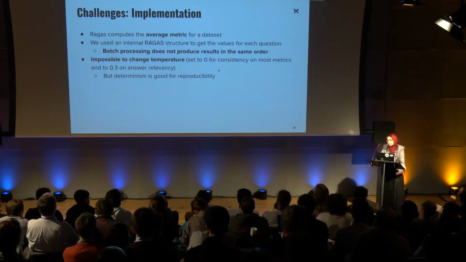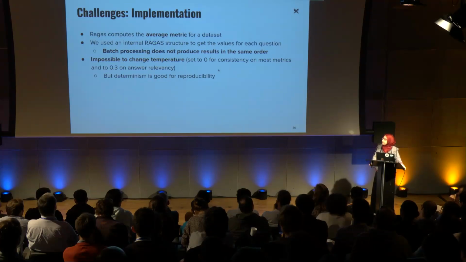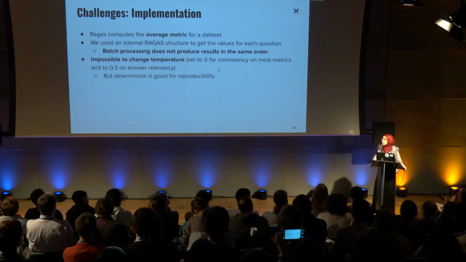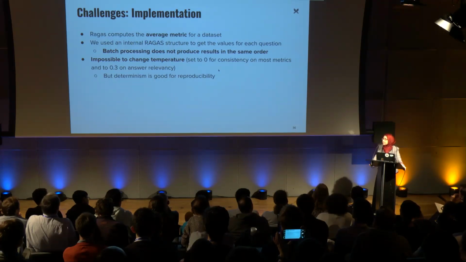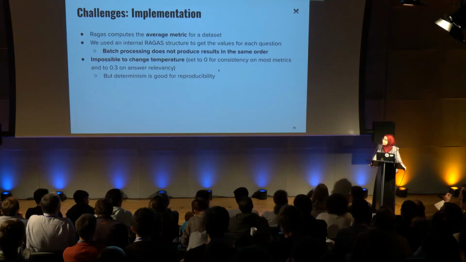Another challenge with the implementation was with RAGAS itself. If you have used it, you know that it gives you the average value for each metric over the whole data set. And this is not what we wanted. We wanted individual values for each question. So we had to go and use an internal structure. It also didn't preserve the order of the questions, so we had to loop over the questions. To recap, it wasn't a very fun experience with RAGAS.